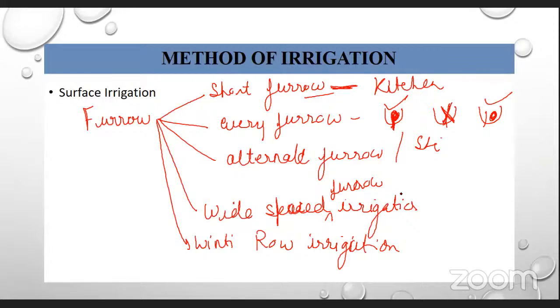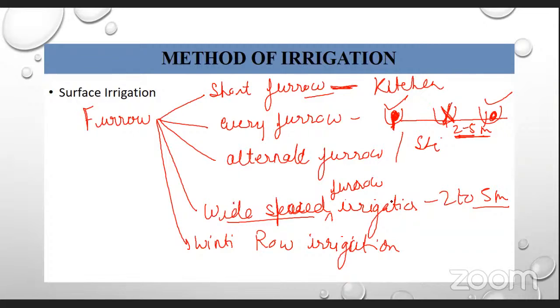Then we have the widespread furrow. In widespread furrow, we usually skip 2 to 5 meter length between the furrows. We give water in one furrow, then skip for 2 to 5 meters. This is the range for skipping, and it is known as widespread. If we are just alternating or skipping the second furrow, it is known as alternate furrow. But when we leave the furrows for 2 meters or 5 meters, it is known as widespread furrow irrigation.